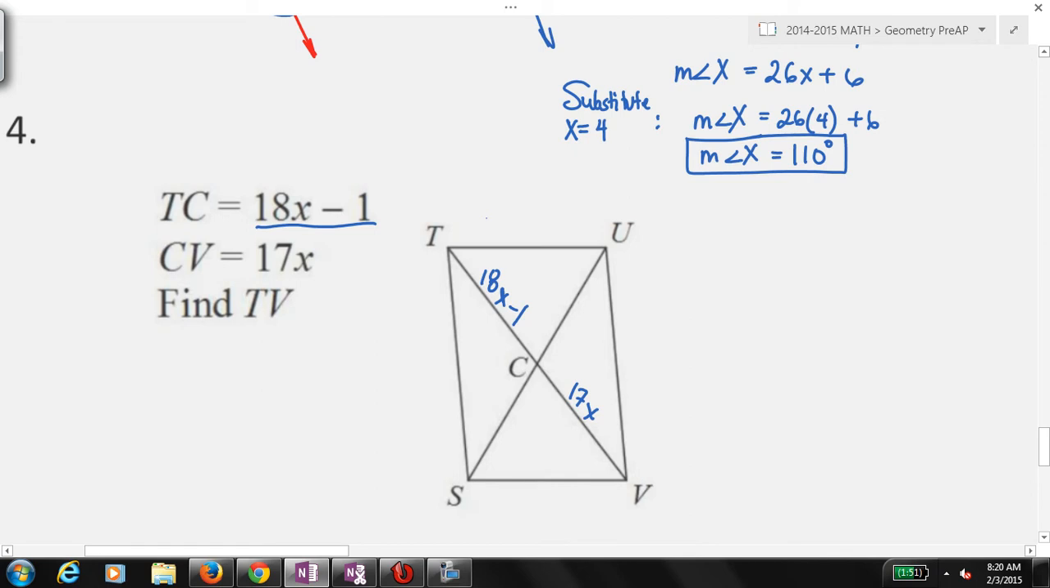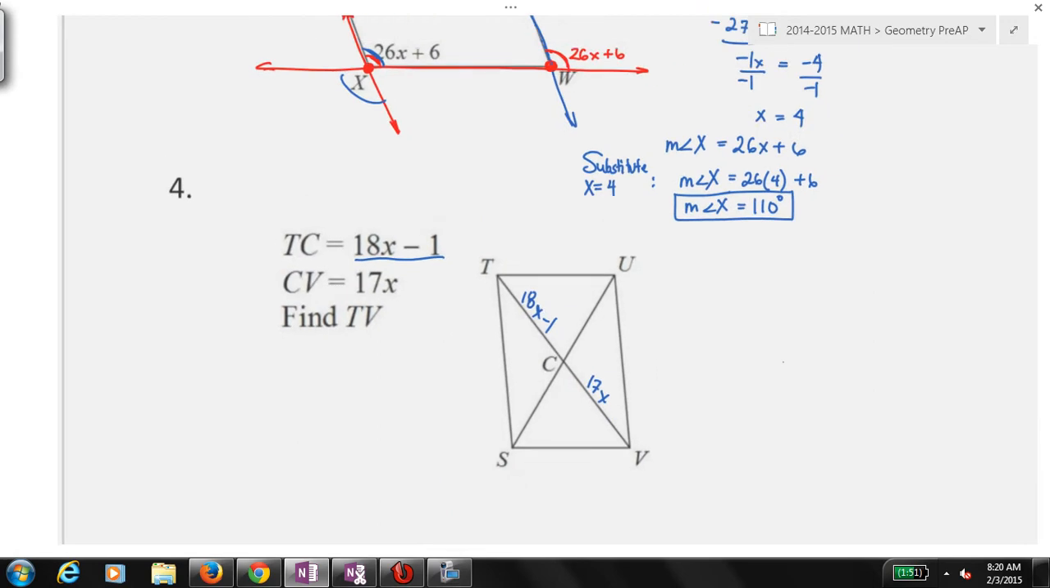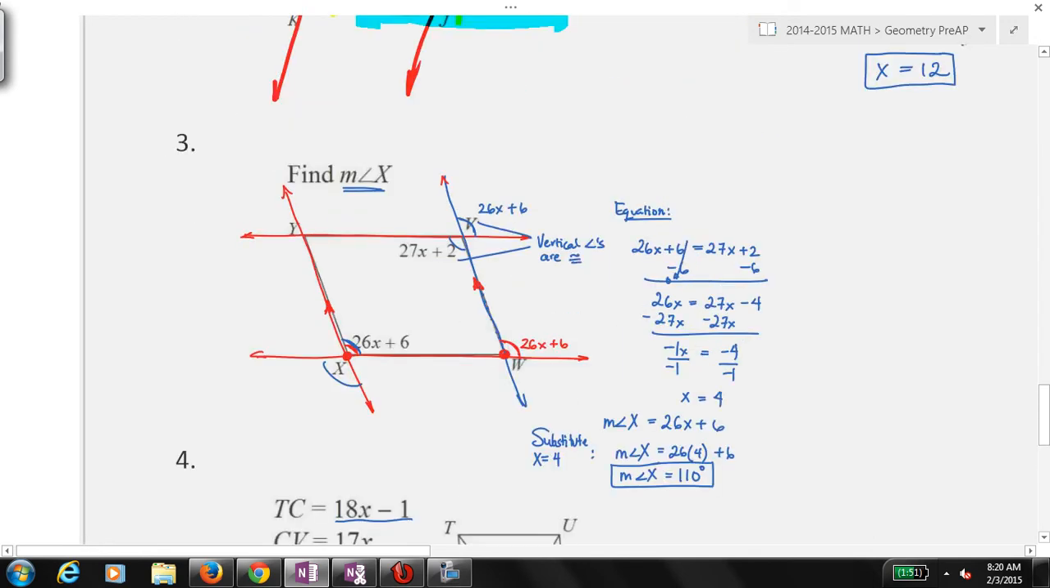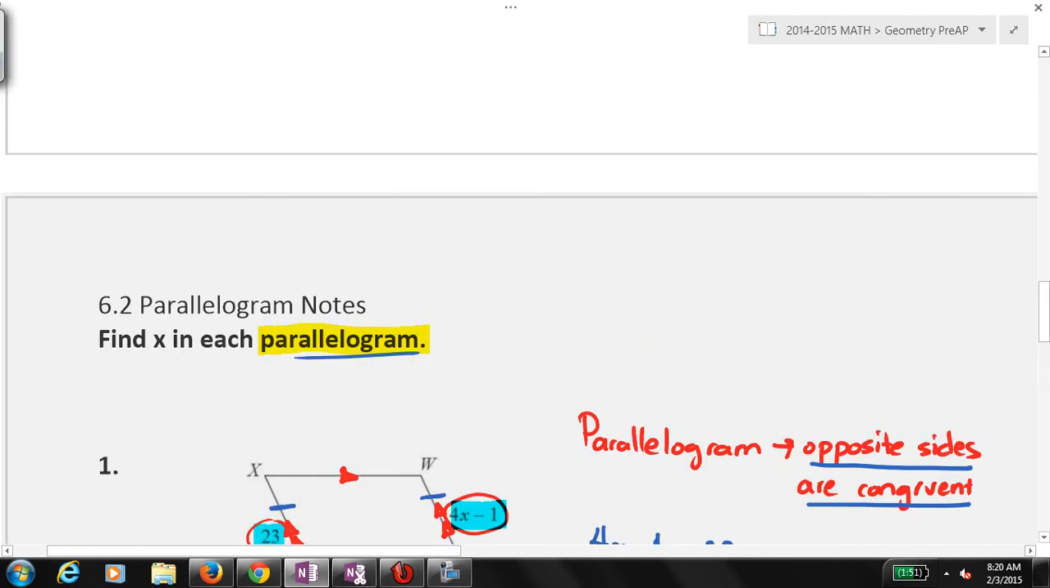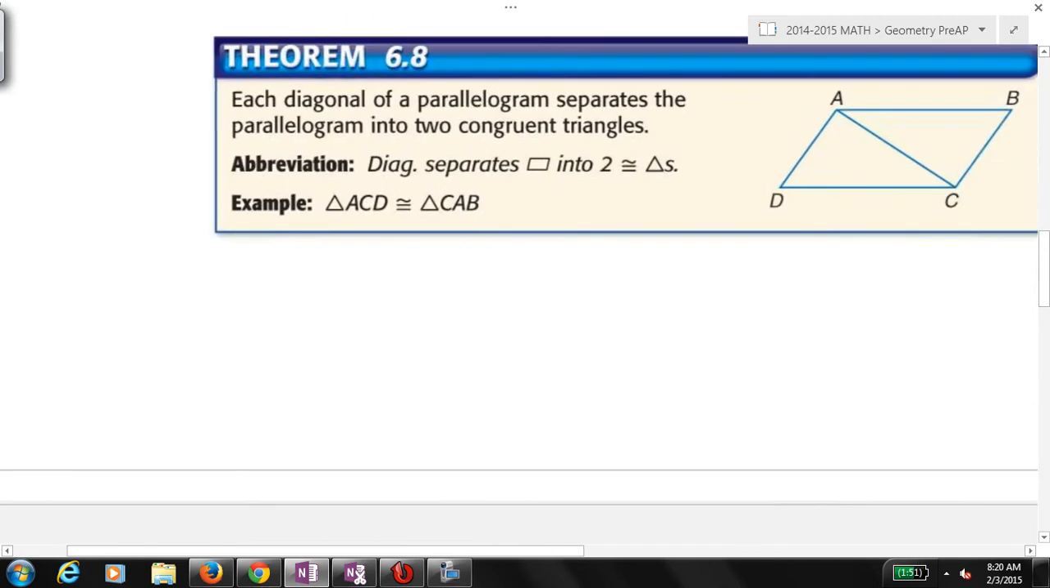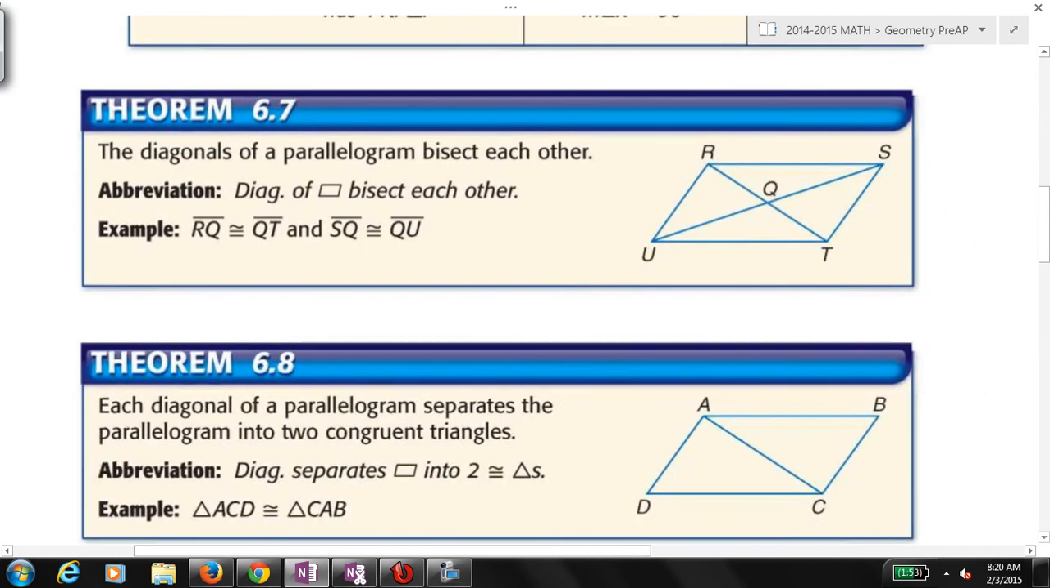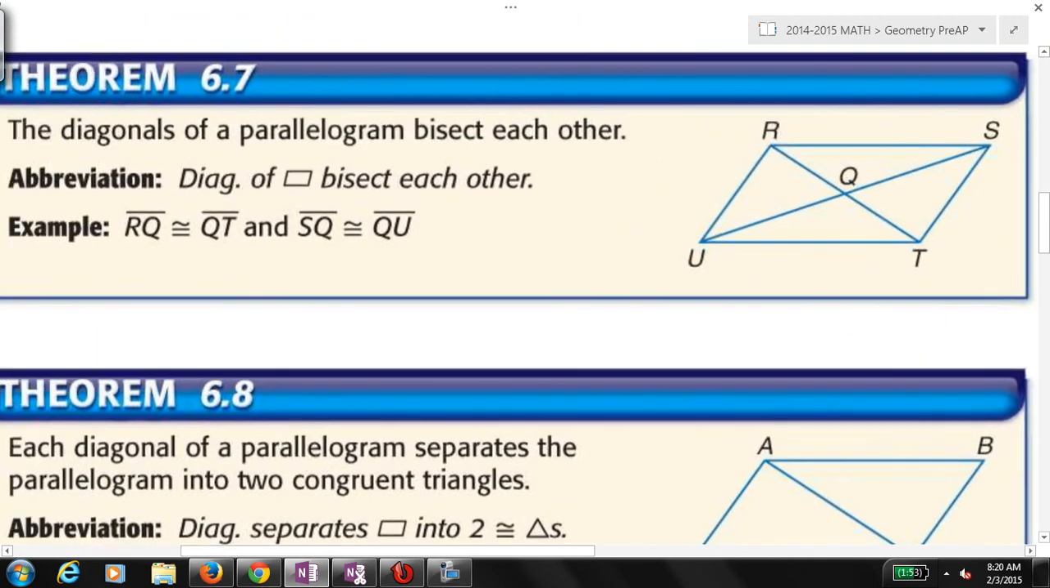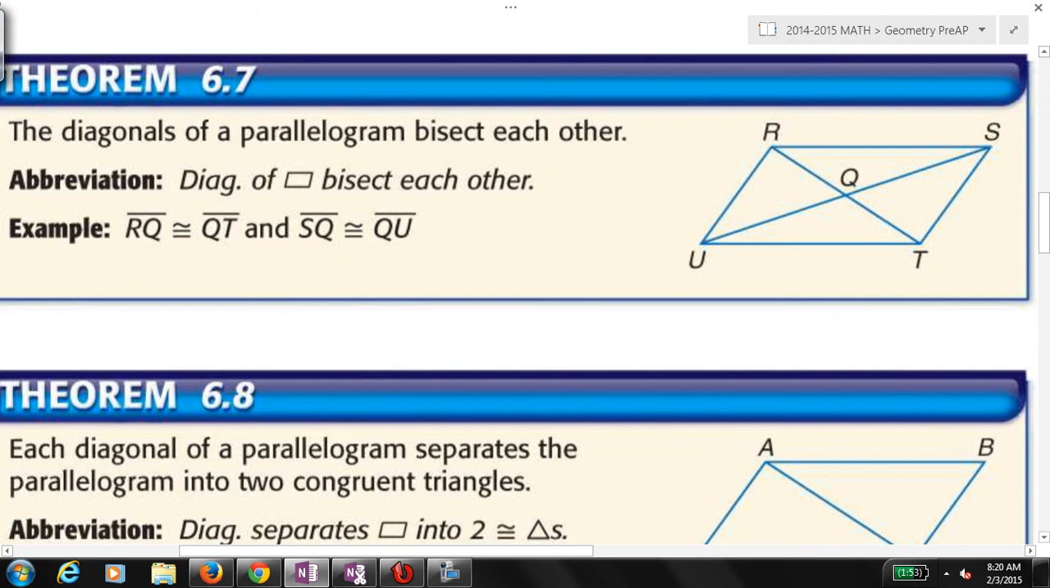Now notice here it's not dealing with angles, it's not dealing with the sides. So I have to go back to the theorems. And this one, it's not that easy to prove. Well, I mean, it is actually using congruent triangles. But this one is talking about the diagonals of a parallelogram bisect each other.